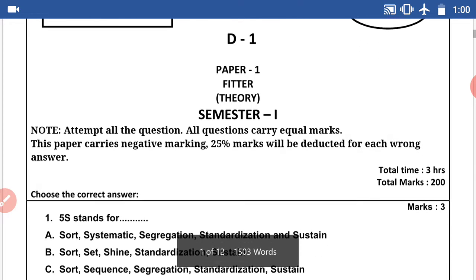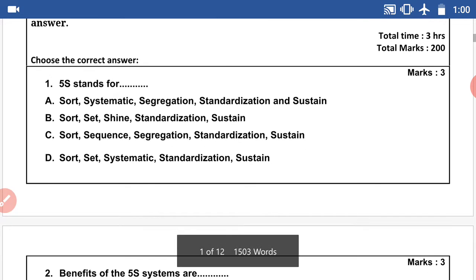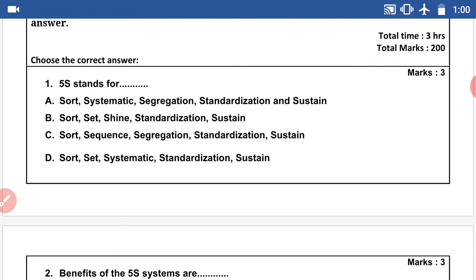Question number 1. 5S stands for dash. The answer: Option B is correct. Sort, set, shine, standardize, sustain.